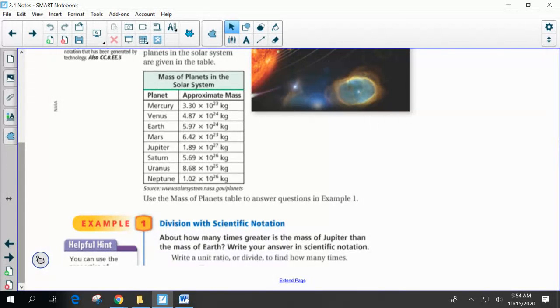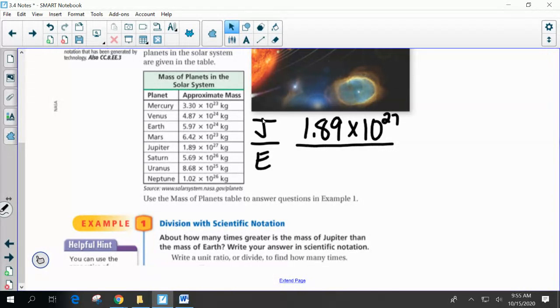So we are going to divide Jupiter divided by Earth to figure out how many times greater Jupiter is than Earth. Okay? So we're going to write, this is really tiny on your paper, Jupiter's mass is 1.89 times 10 to the 27th, and Earth's mass is 5.97 times 10 to the 24th. Okay, so how we do this is look at this like two different problems. So we're actually going to divide our numbers. So divide your two numbers, 1.89 divided by 5.97.